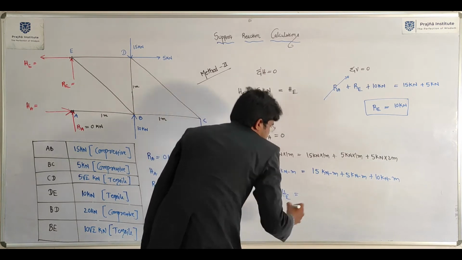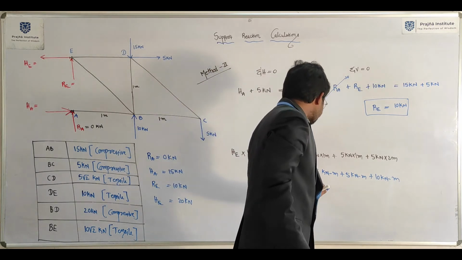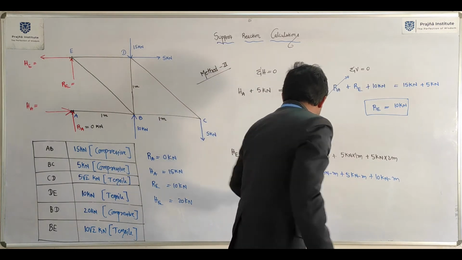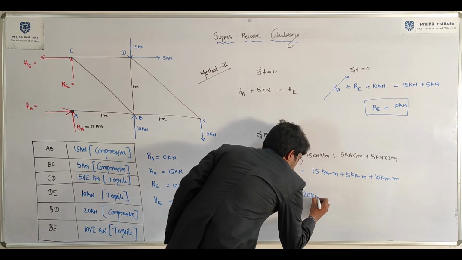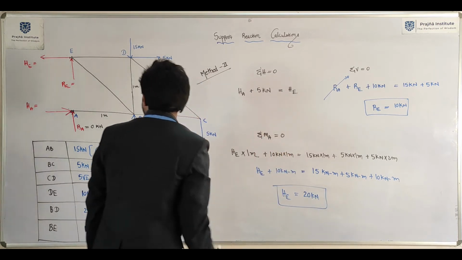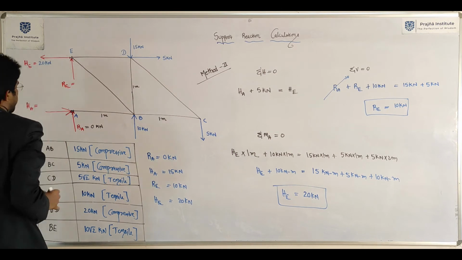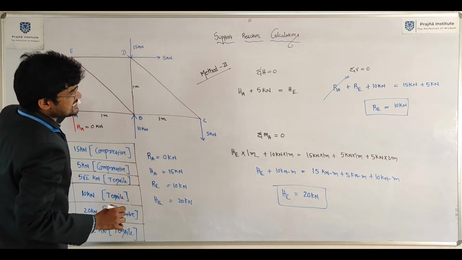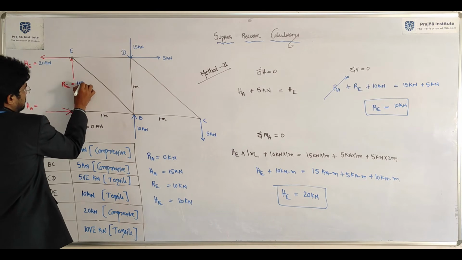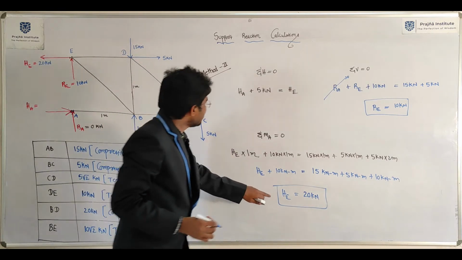Finally, HE equals to, here how much is that? 20, 30. Finally, 20 kilonewton, you will get it. HE equals 20 kilonewton, and how much are you getting? RE equal to 10 kilonewton. Just apply HE here.